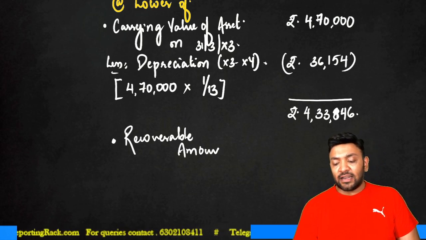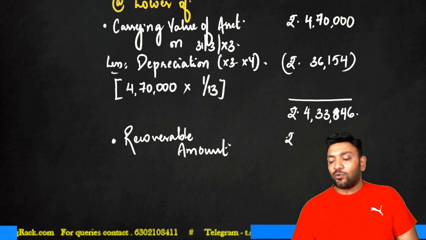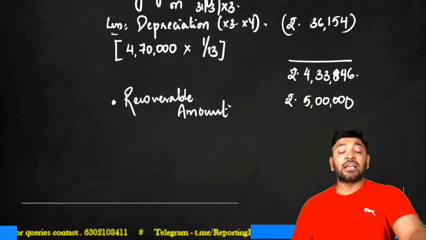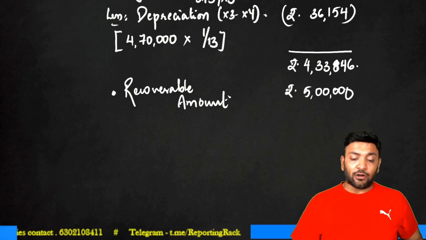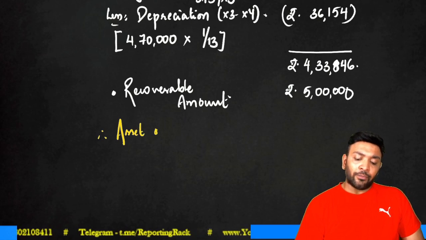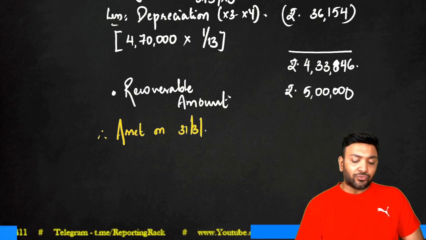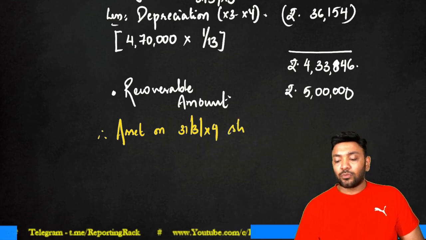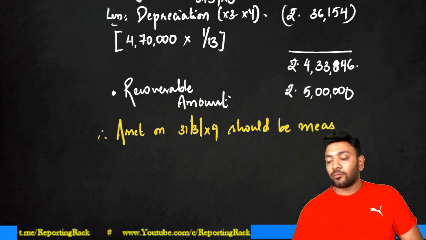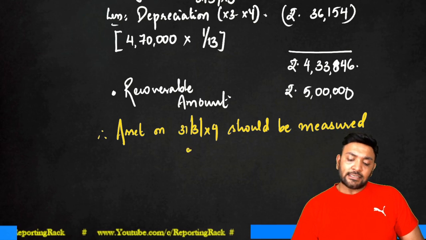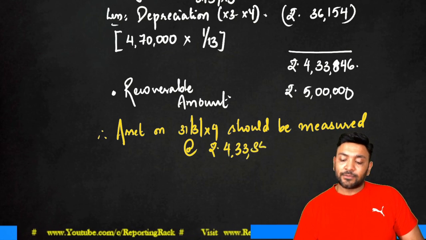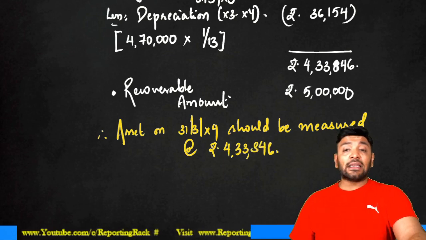What is the recoverable amount on that date? The recoverable amount on that date was 5 lakhs. Therefore, I should measure the asset only at 4,33,846. For the asset on 31st of March, it should be measured at the lower of the above, 433,846. What was the carrying value until then?